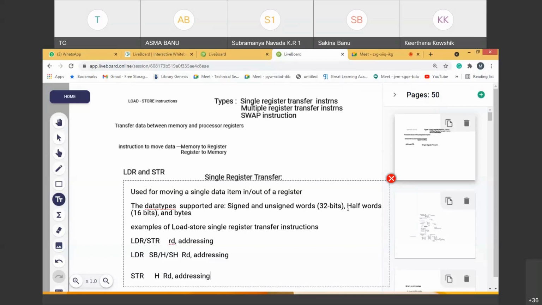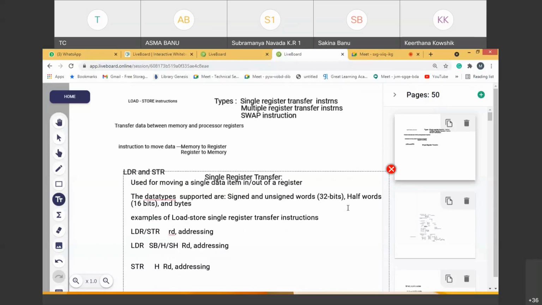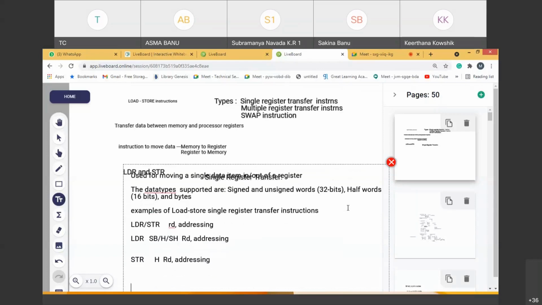Now, how to represent simple words? What is this B and H I just mentioned? We can have separate names for those. For example, a simple LDR without the B or H along with it, I'll call it load word into a register. What is the meaning? Load the word into a register.